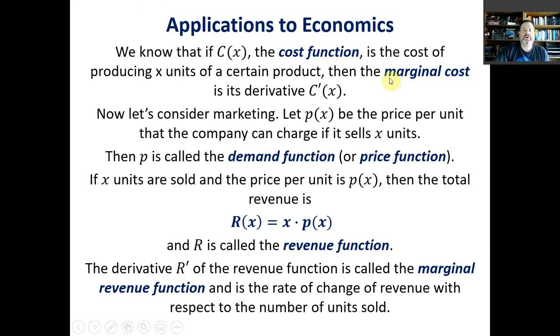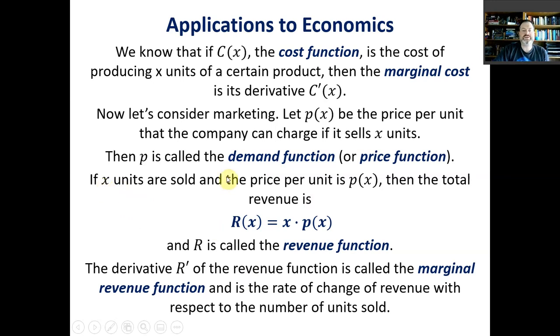Now, what about marketing? So P is the price per unit. P is called the demand function or price function. Those of you who have taken some econ, you know about P of X and Q of X. So we're just using P as the price function. Again, you can call it the demand function, but I know there are multiple demand functions. So we're just doing the easy version for folks that don't know economics.